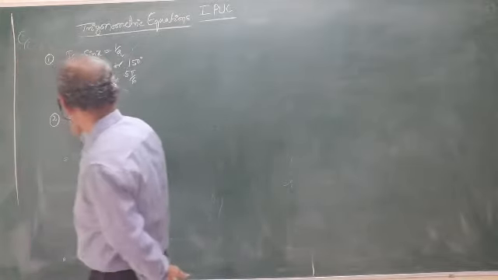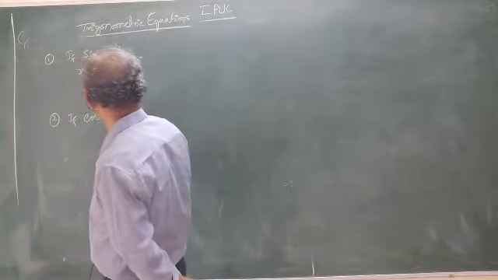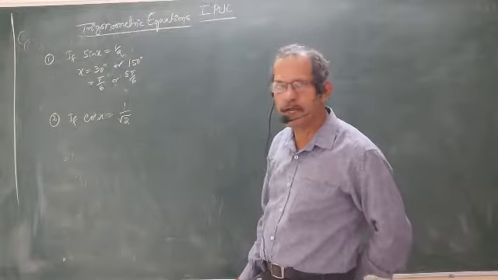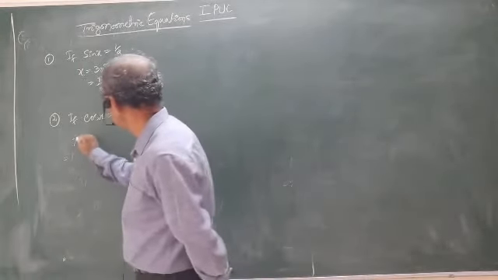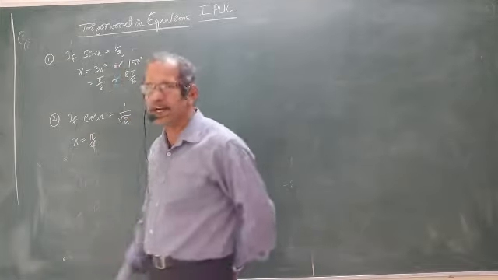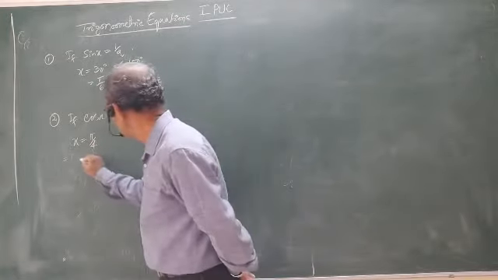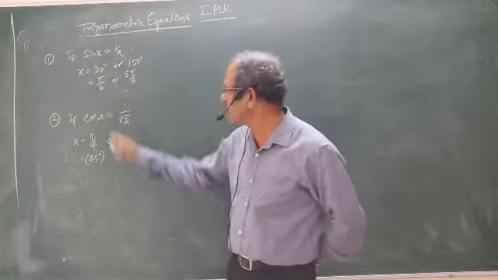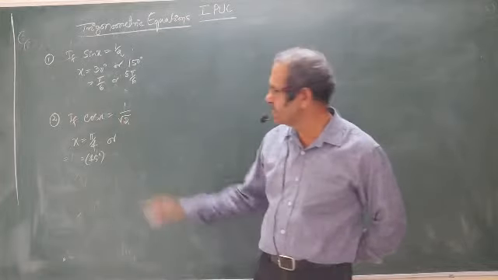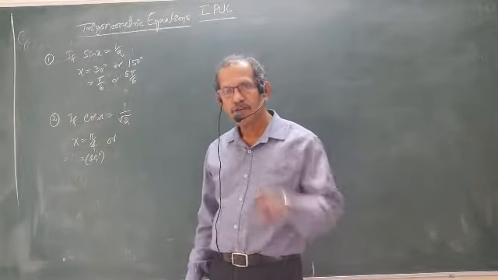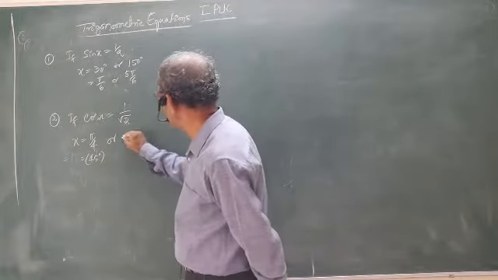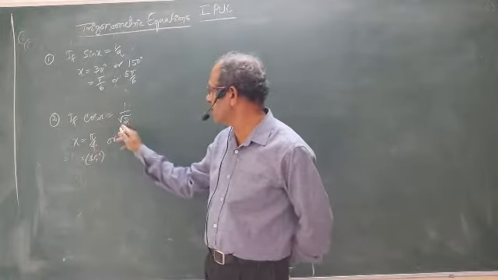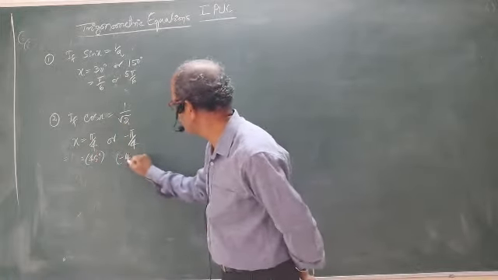Second one. If cos x equals 1 by root 2, x equals, no doubt, pi by 4, 45 degree. Let me write degree also, 45 degree. Or another one. Cos is positive in which quadrant? One is first, okay. Another one, fourth, minus pi by 4. See, cos of pi by 4 is 1 by root 2. Cos of minus 45 is also 1 by root 2.